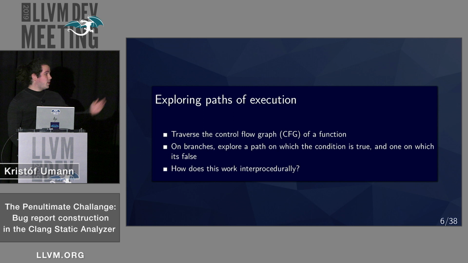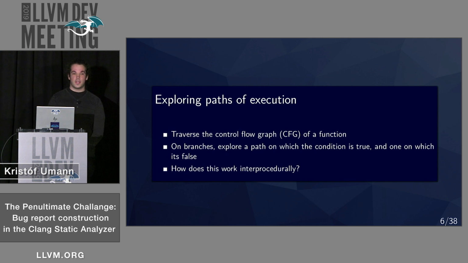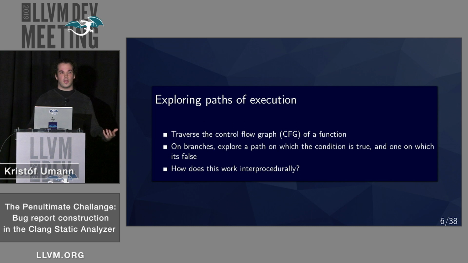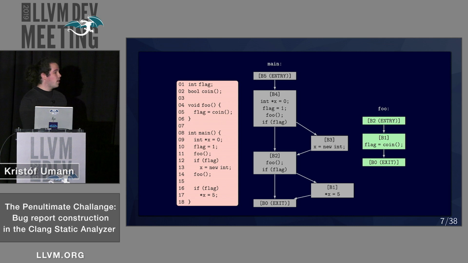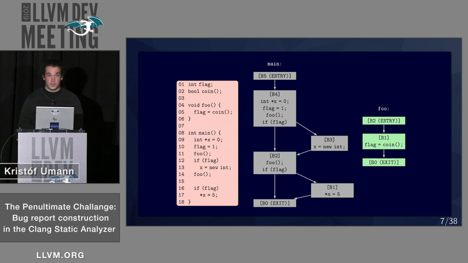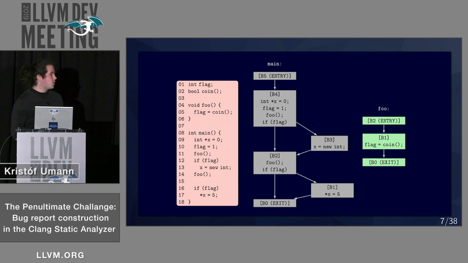Now, one of the most immediate questions that arises from this is how does this work interprocedurally? Because, of course, a control flow graph is always built for a specific function. Well, it is solved with a technique that we like to call inlining, and I'm going to talk about that in just a minute. I'm going to show you this code snippet plenty of times during my talk, so allow me to walk you through it on this first occasion.